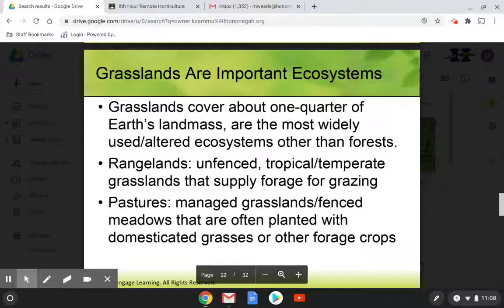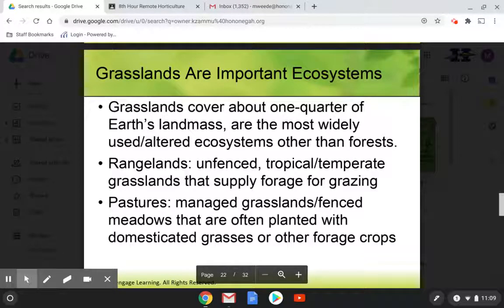What we see with rangelands, so again, these are unfenced, tropical to temperate grasslands that supply forage for grazing. You're going to see a lot of rangeland throughout the Midwest and the South of the United States. Just think of rangeland as a place for cattle and others to feed. And again, this is kind of like that shared, common resource that a lot of different people can use.